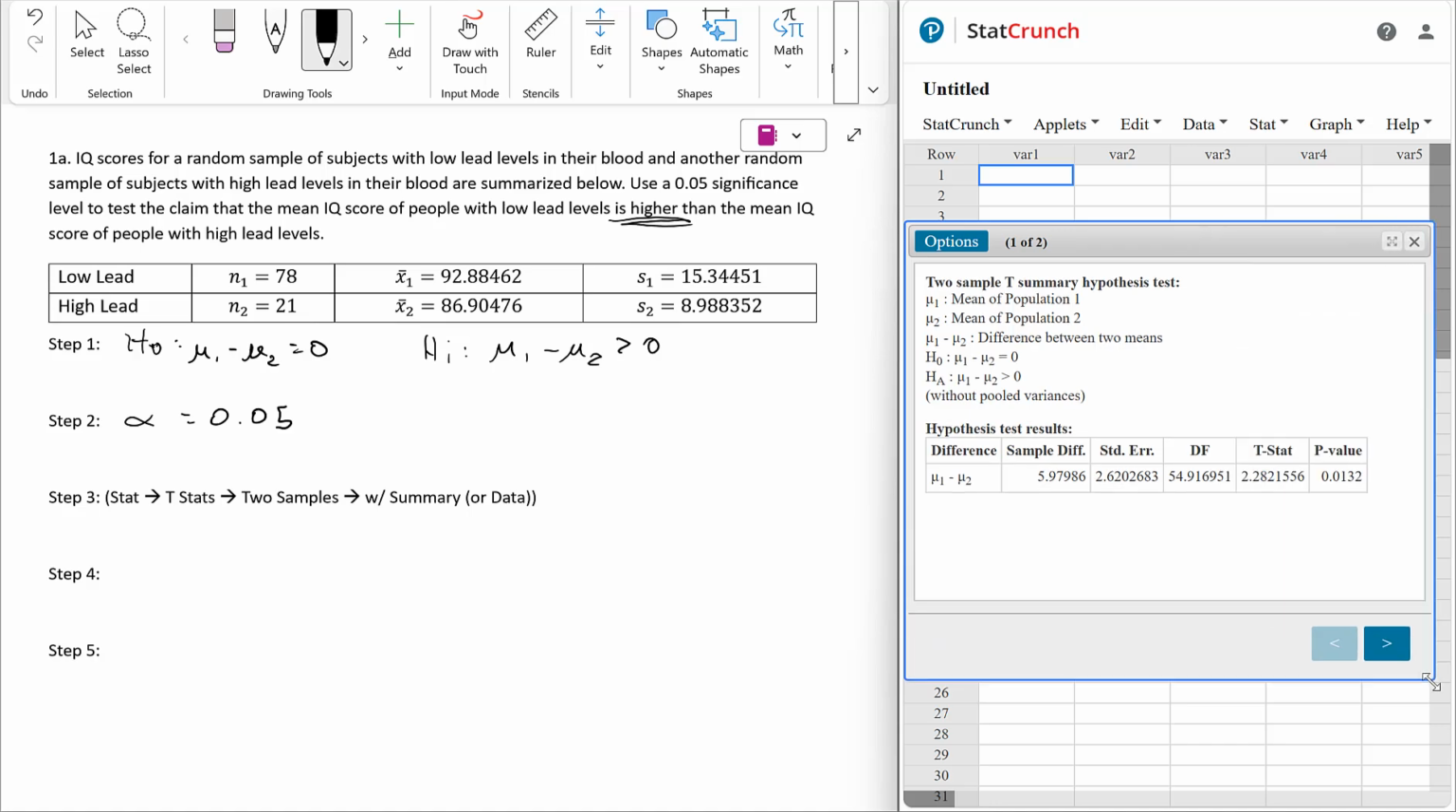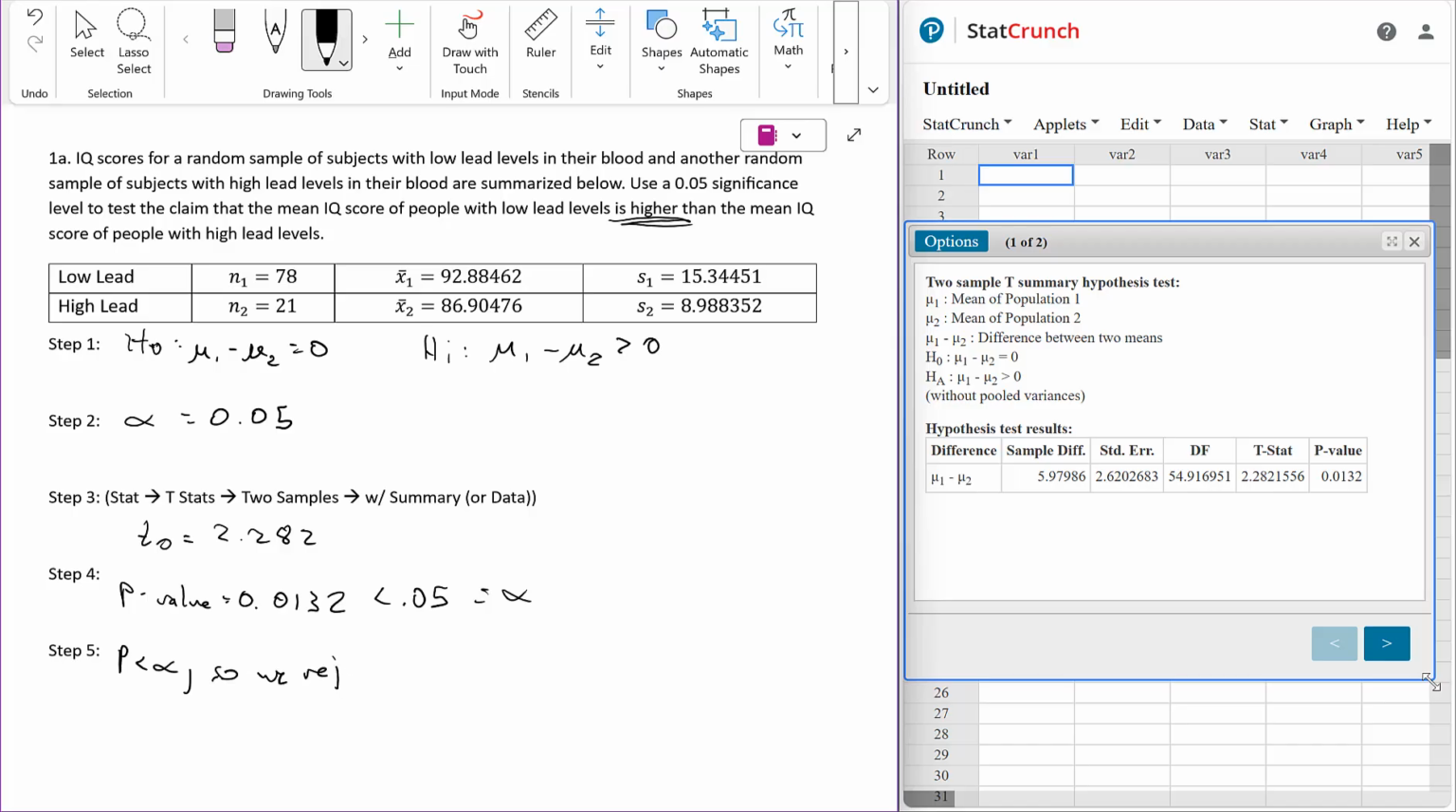When we do our computation, we get our t-stat. So t-naught is 2.282, and our p-value is 0.0132. For our conclusion then, p is less than alpha, right? This is less than that 0.05 we were given. So we reject the null.